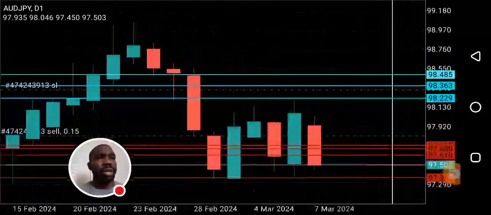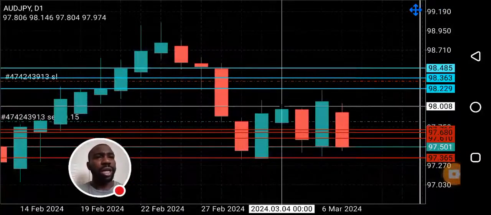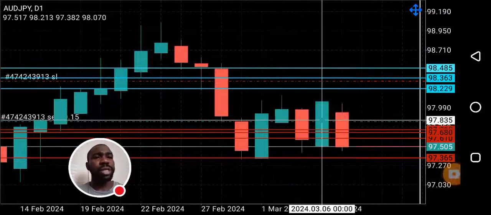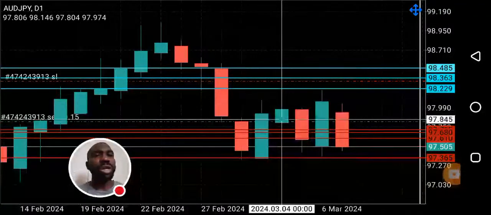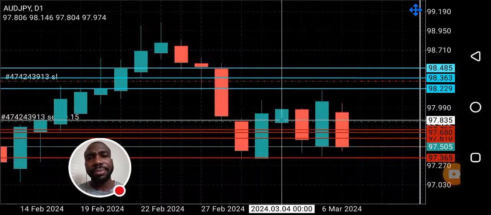Now, let me tell you what has been playing out on Australian dollar JPY. Now, this was the Monday candle, right? This was Monday candle. Now, after the formation of this Monday candle, you would agree with me that a lot of retail traders would have executed a sell trade on Monday. A lot of retail traders would have executed a sell trade.